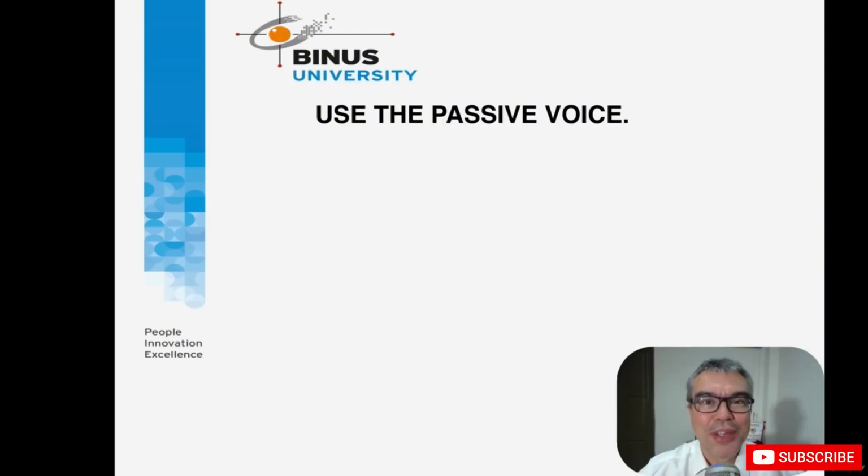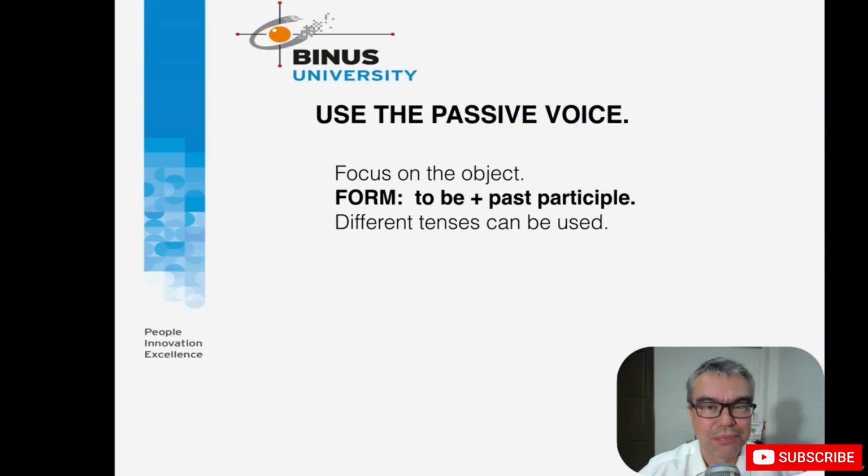So, number 1, using the passive voice. The passive voice is something that you use in English when you want to focus on the object of the sentence. The form is simply using to be plus the past participle. So for example, it might be is, was, are, were as the form of to be. And then the past participle, sometimes we refer to it as verb 3. Now remember that within the passive voice, you can use different tenses.